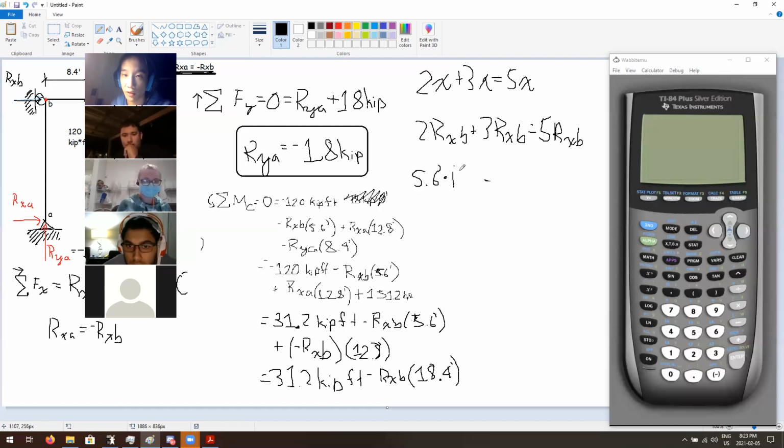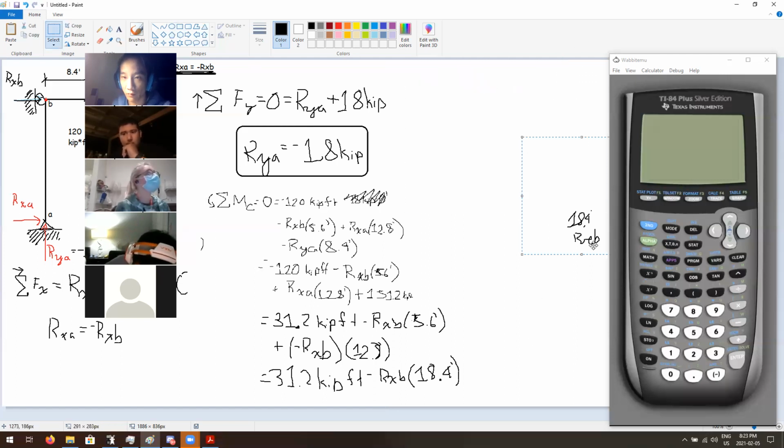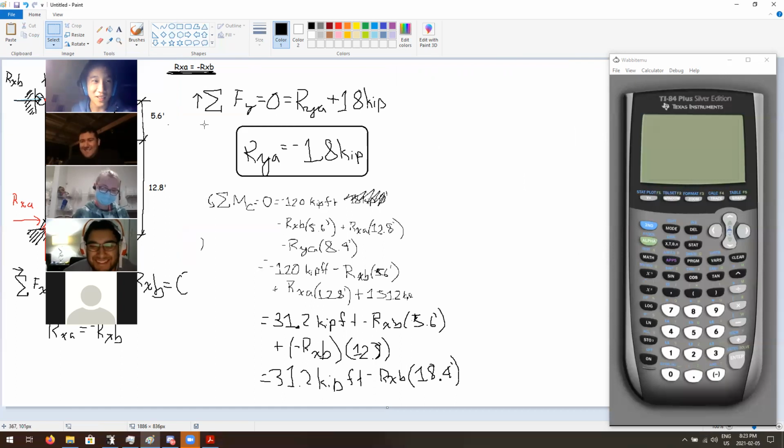Now replace the 2 and 3 with 5.6 feet times RXB plus 12.8 feet times RXB, and RXB equals 18.4 RXB. So it's just simple algebra why we added this together. The only reason I'm saying this is because I overthink it. So I'm just clarifying it for you guys if you're overthinking it, which you probably are not. I'm just paranoid.